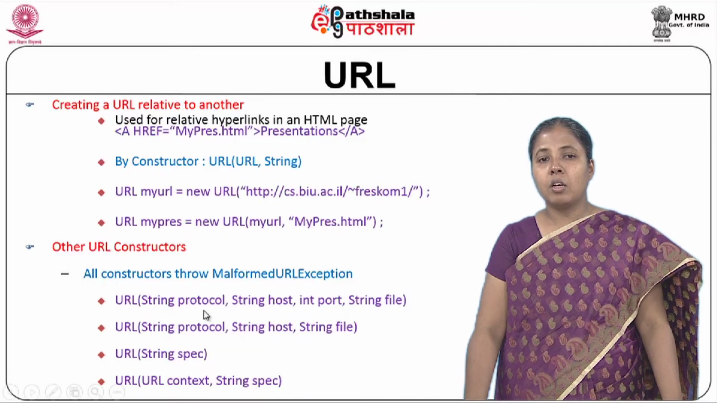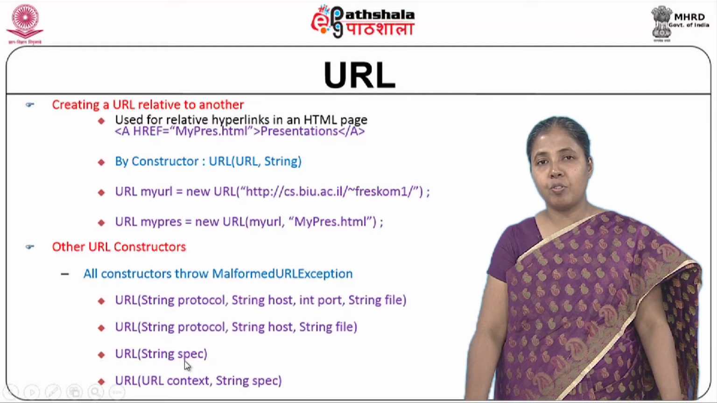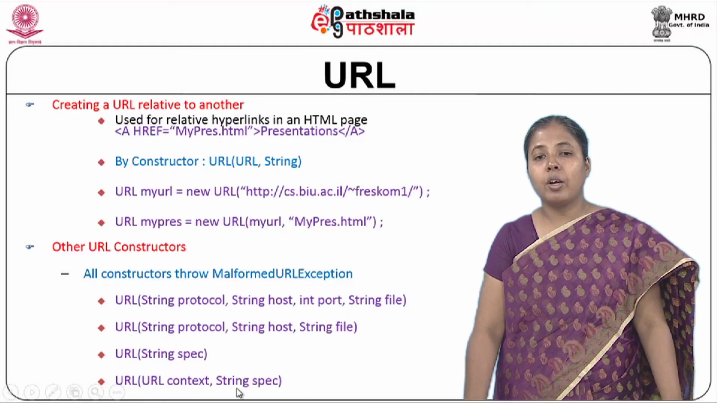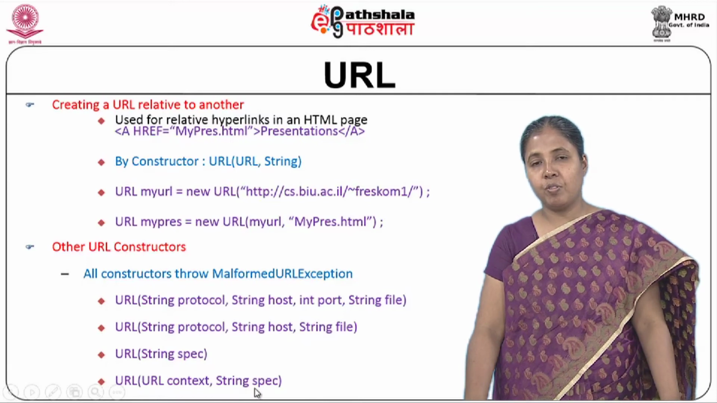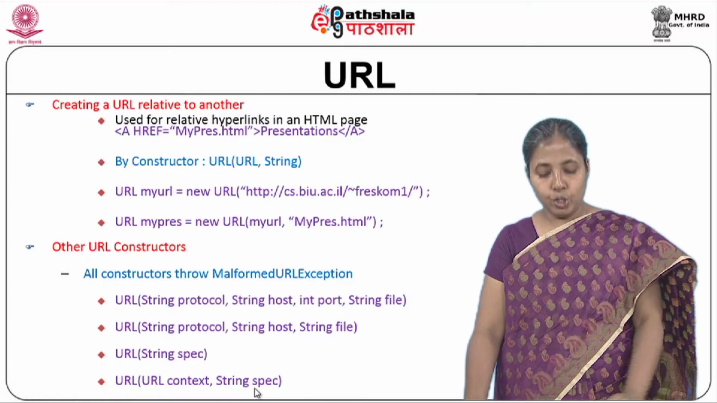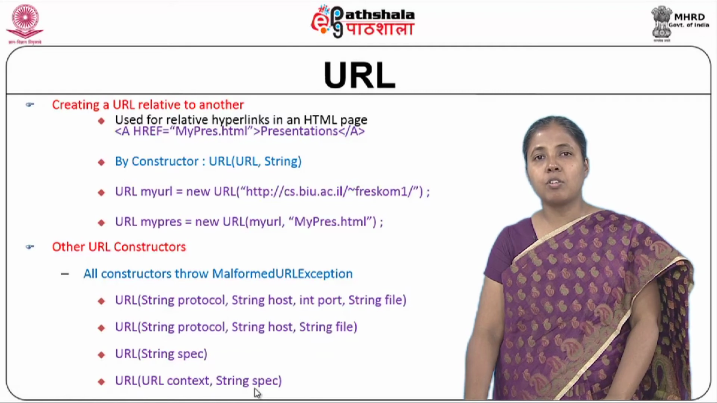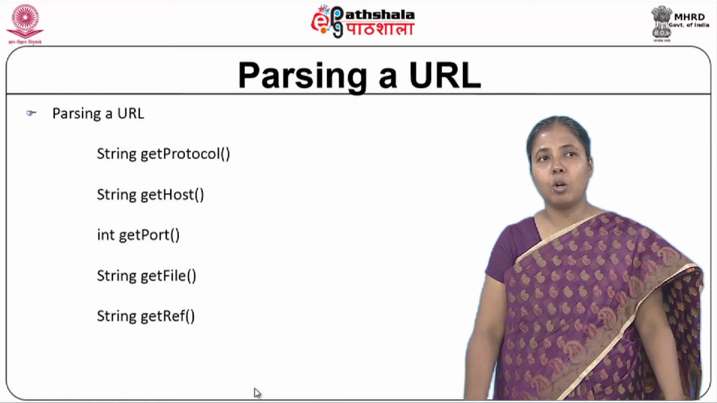So, you can either create a URL object by specifying each individual part of the URL, or you can create a URL object by specifying the protocol name, the host name and the file name. So, without a port number you can create a URL object, directly giving the URL specification, or you can use the URL context and the string specification of the URL to create a URL object. So, these are the constructors supported for creating a URL object.